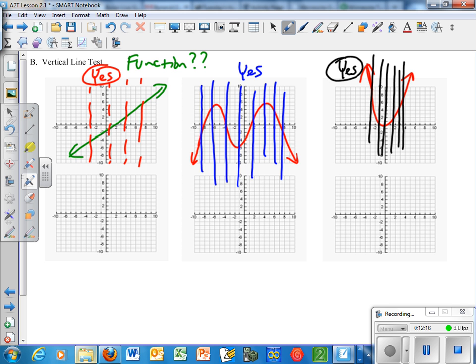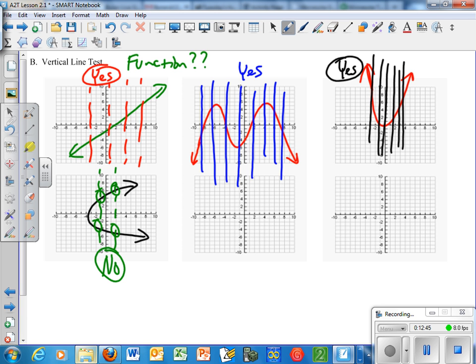How about if you had a graph similar to this? Let's say it kind of looks like a sideways parabola. Would that be a function? Well, if I draw a vertical line right here, it passes in 2 points. A vertical line right here passes in 2 points. And you only need one vertical line passing through more than 1 point. That's not a function. Likewise, if you had any other one that passed through more than one point.